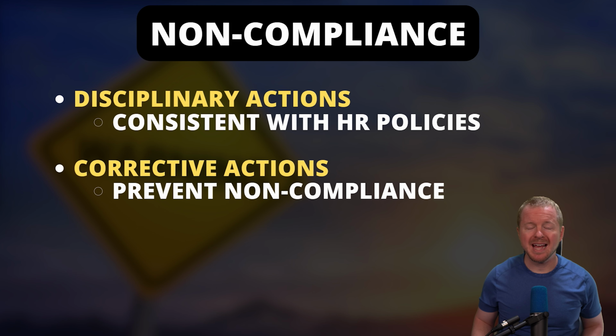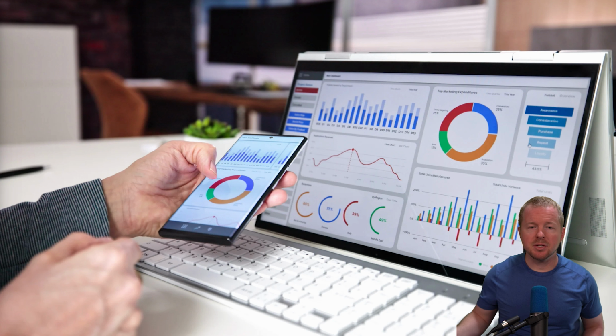Corrective measures, on the other hand, are different because they focus on preventing future non-compliance. This could involve additional training, revising procedures, or even updating the policy itself to make sure it's relevant and accurate for the time. Technology can play a significant role in effective policy management.